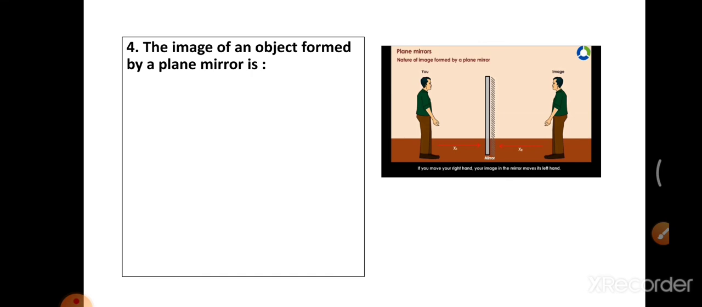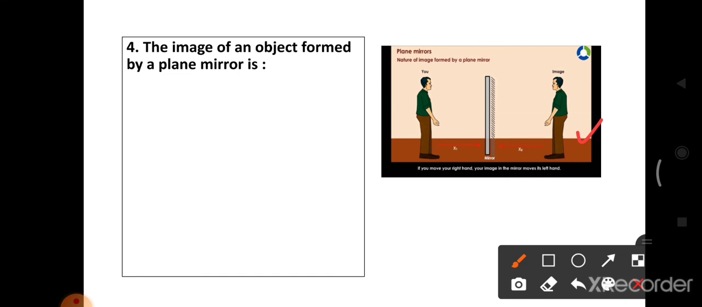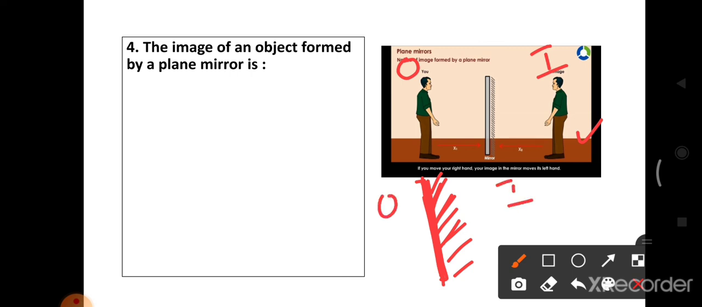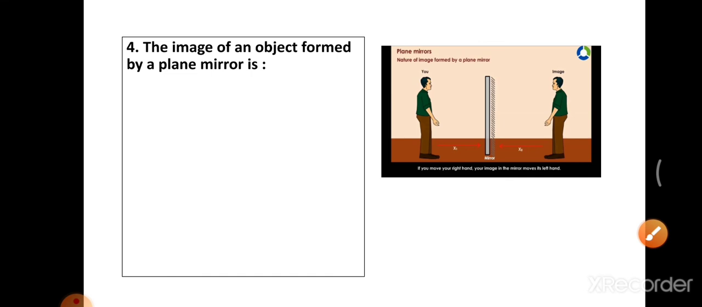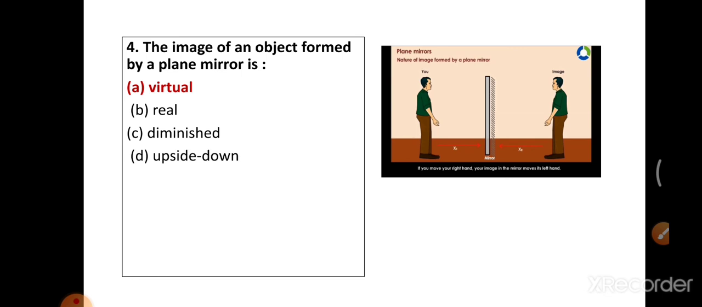In the fourth question, the image of an object formed by a plane mirror is. So this is the image. This is the object. If you take a plane mirror, this is the front side. The shining surface is the front side and this is the coated surface, back side. So this is the object and this is the image. So the image of an object formed by a plane mirror is option A virtual, option B real, option C diminished, option D upside down.